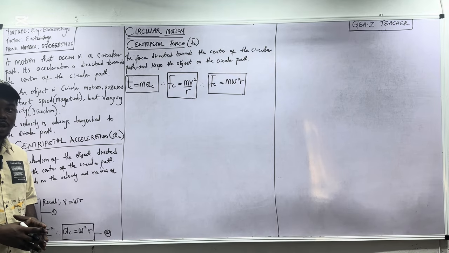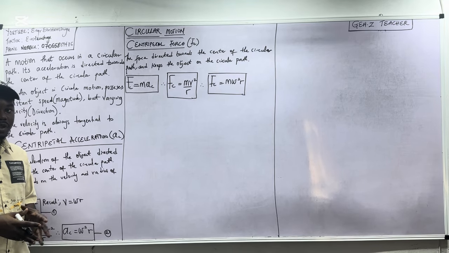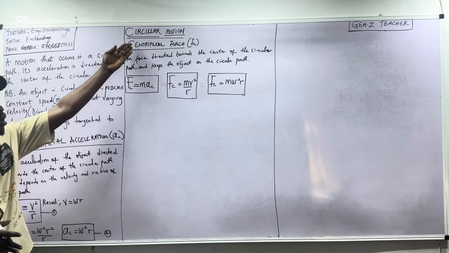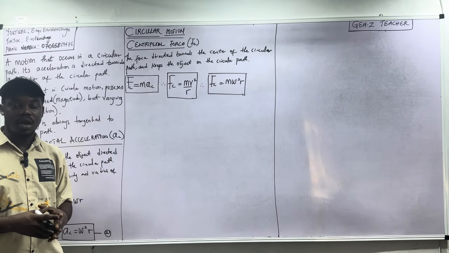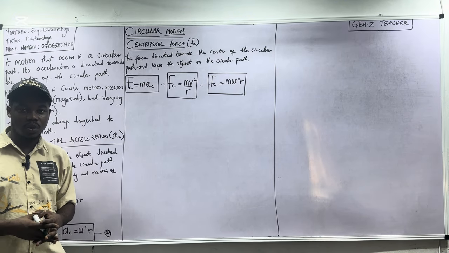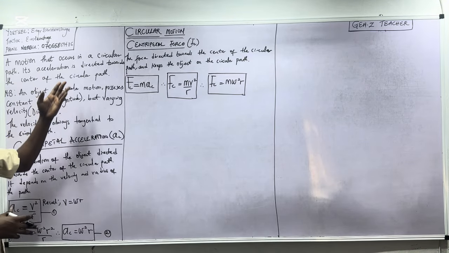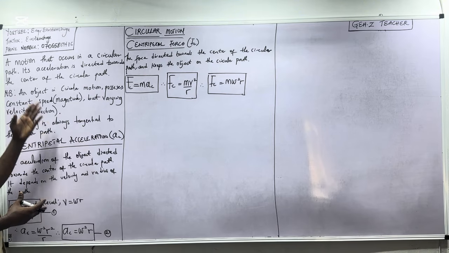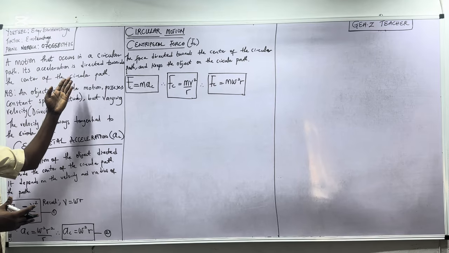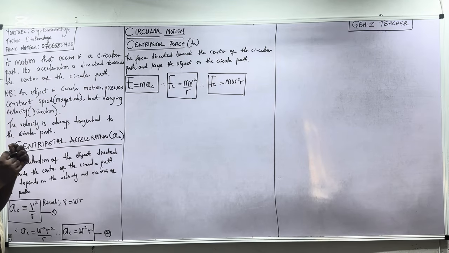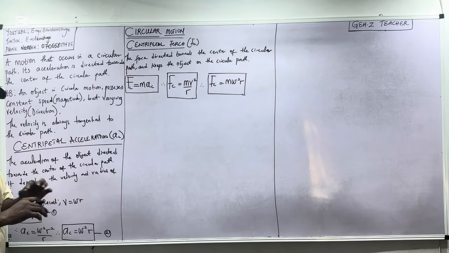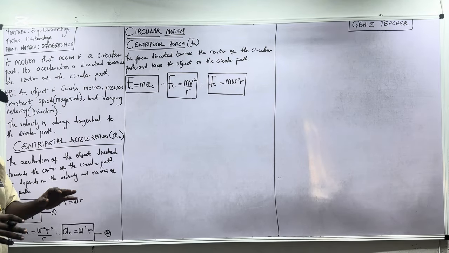Now today we're looking at a very crucial topic in physics called circular motion. Okay, now first of all, what is circular motion? Look at the board. It is a motion that occurs in a circular path. Its acceleration is directed towards the center of the circular path. So basically, any motion that occurs in a circular path is called circular motion.